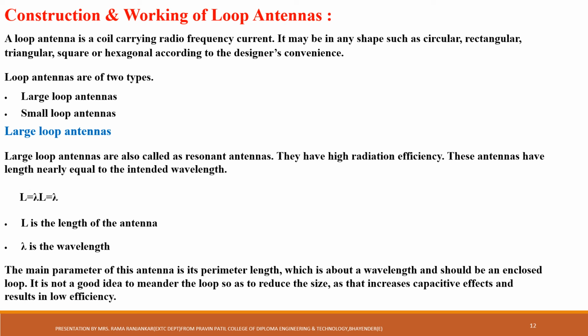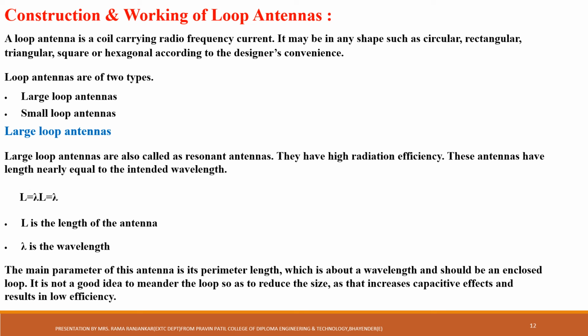Construction and working of the loop antenna. Another type of antenna is the loop antenna. The loop antenna is a coil carrying radio frequency current. It may be shaped like a circle, rectangle, triangle, square or hexagon, according to the designer's convenience. There are two types of loop antennas: large loop antennas and small loop antennas. Large loop antennas are also called resonant antennas. They have high radiation efficiency. These antennas have length nearly equal to the intended wavelength.